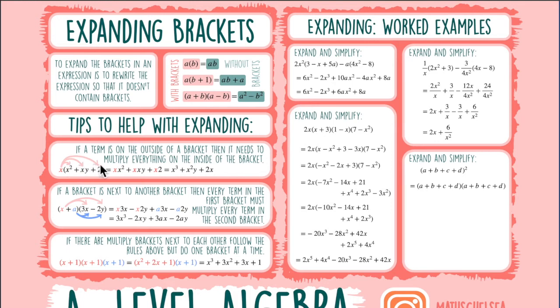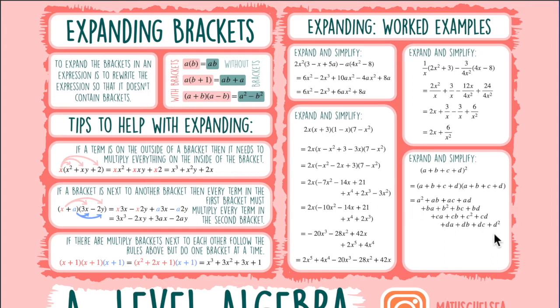So you're making sure that everything in this bracket is timesing by everything in this bracket. It's keeping you on track, making sure you don't miss anything. If you do that, then you get this. So you get a times a squared, a times b, ab, a times c, ac, blah, blah, blah. I'm not going to read it all out.